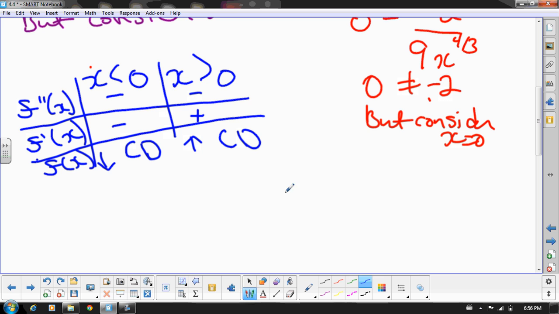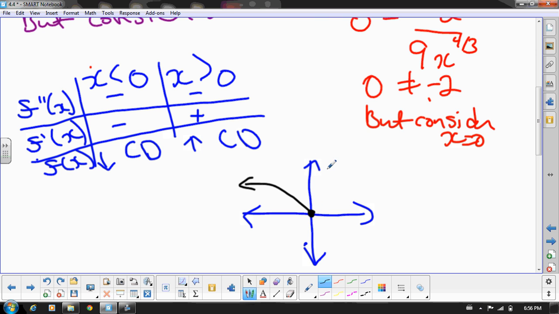So now, how do I translate that into a picture? All right, so the only point that we have is at 0, 0. Now before that value, it's concave down because the second derivative is less than 0, and it's decreasing. So this is one of those graphs that kind of look like the bird. And then over here, it's still concave down, but it's increasing.